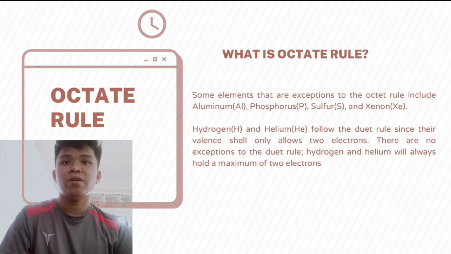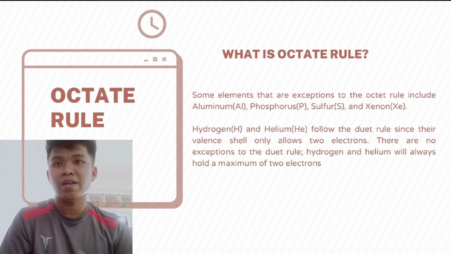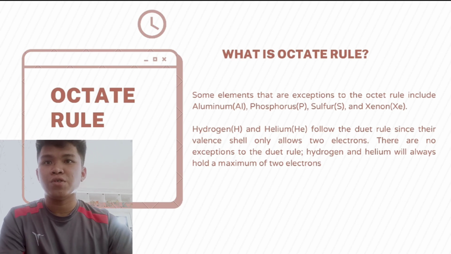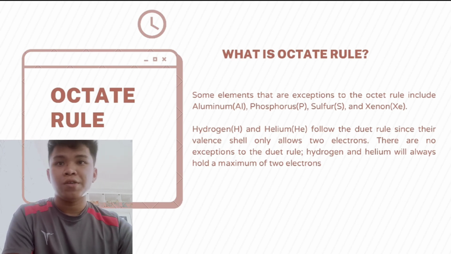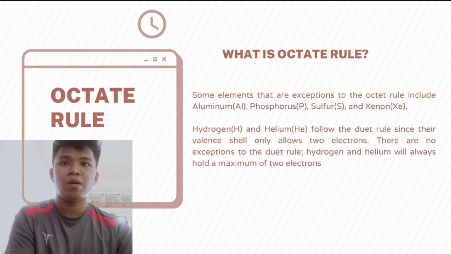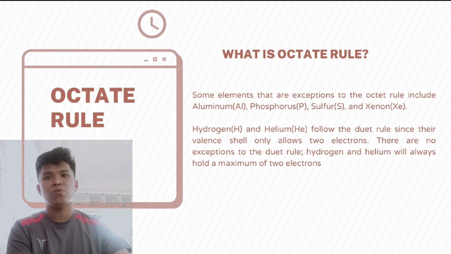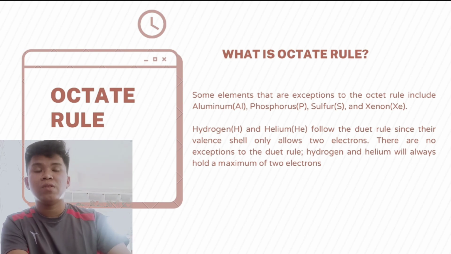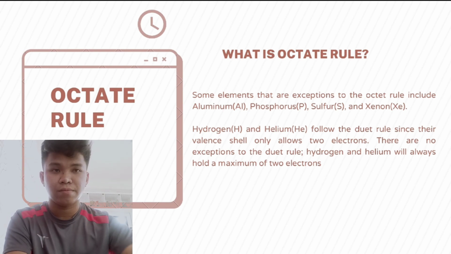So hydrogen and helium follow the duet rule since their valence shell only allows 2 electrons. There are no exceptions to the duet rule. Hydrogen and helium will always hold a maximum of 2 electrons. So, the duet rule applies to hydrogen and helium since their maximum number of electrons is only 2.